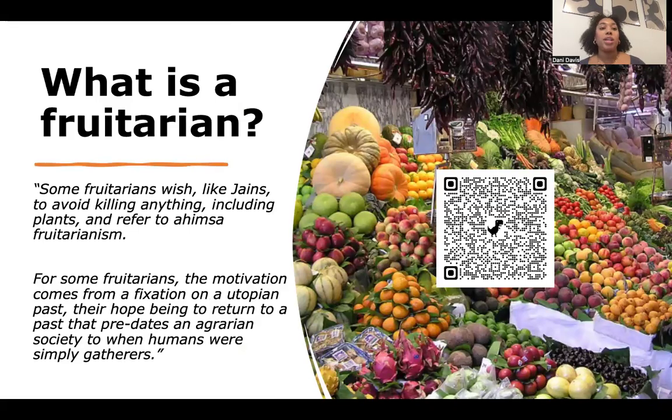So what is a fruitarian? Some fruitarians wish, like James, to avoid killing anything, including plants, and refer to Ahimsa fruitarianism. For some fruitarians, the motivation comes from a fixation on a utopian past, their hope being to return to a past that predates an agrarian society, to when humans were simply gatherers.